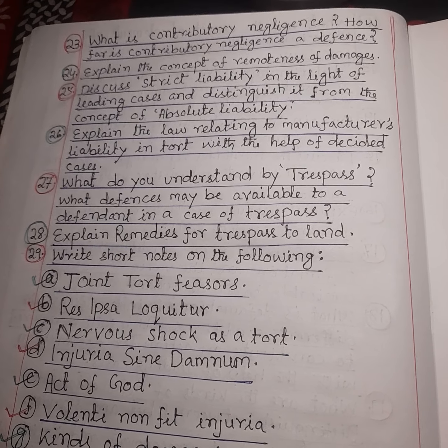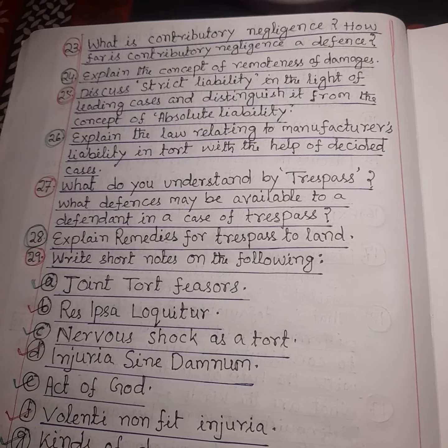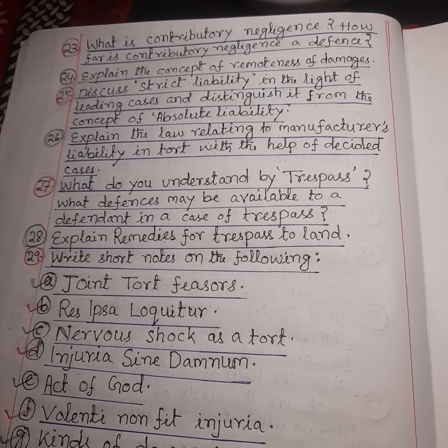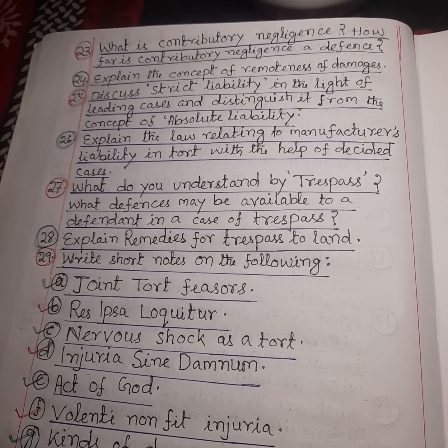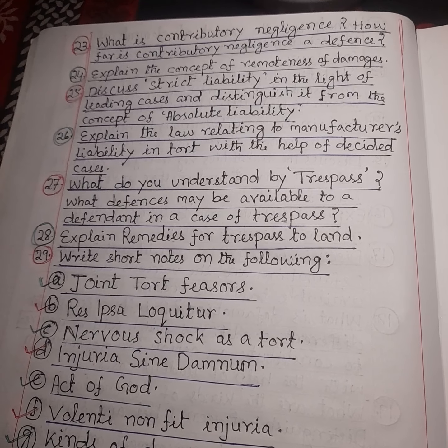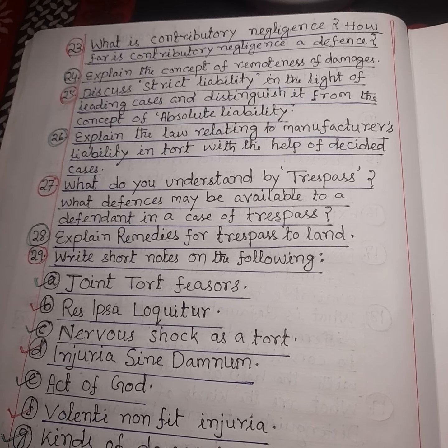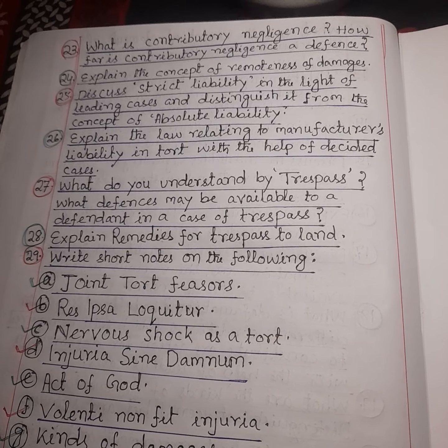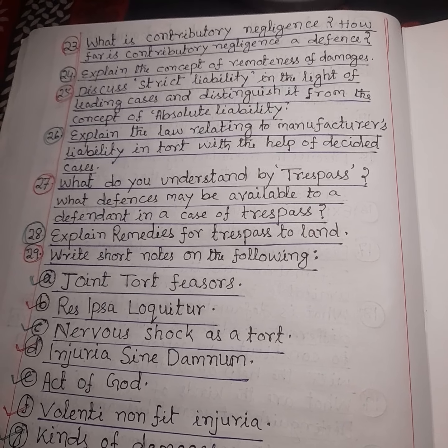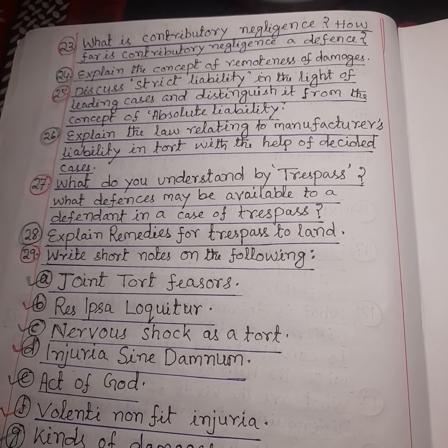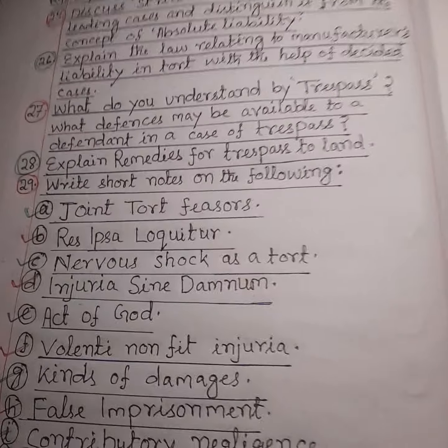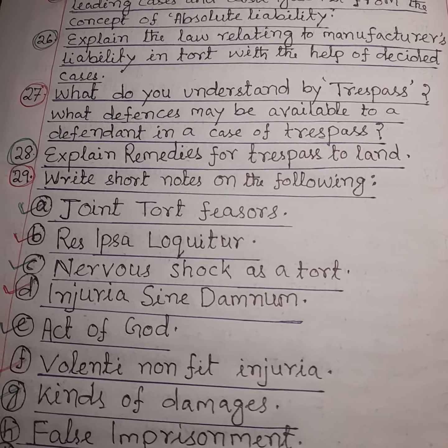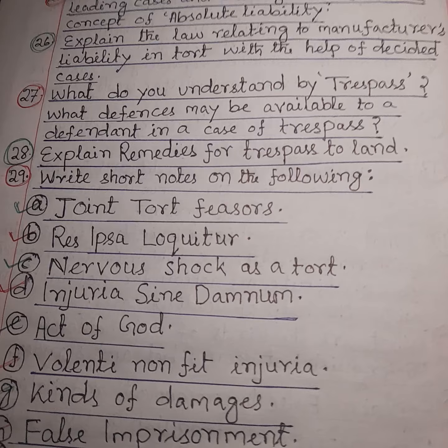Those defenses which are available regarding trespass to land are prescription, second, leave and license, third, authority of law, and the act of necessity and self-defense, re-entry on land or retaking of goods and chattels. These are the defenses available to the defendant in all cases of trespass to land.